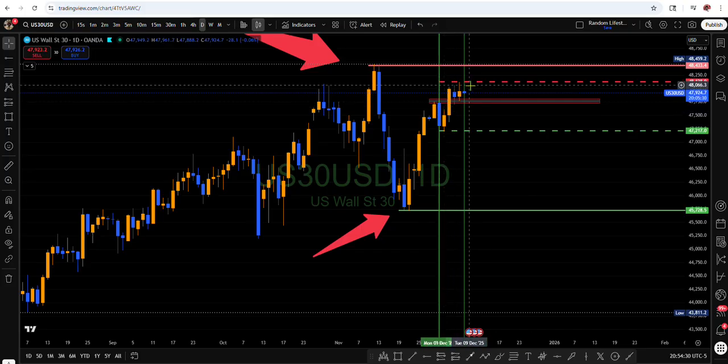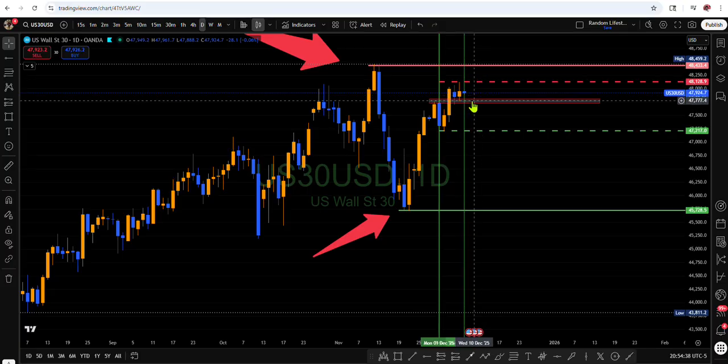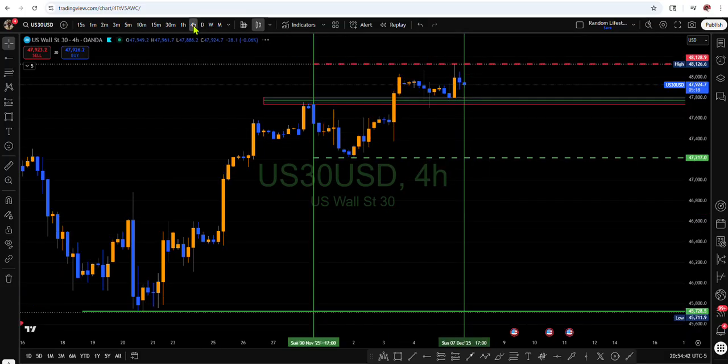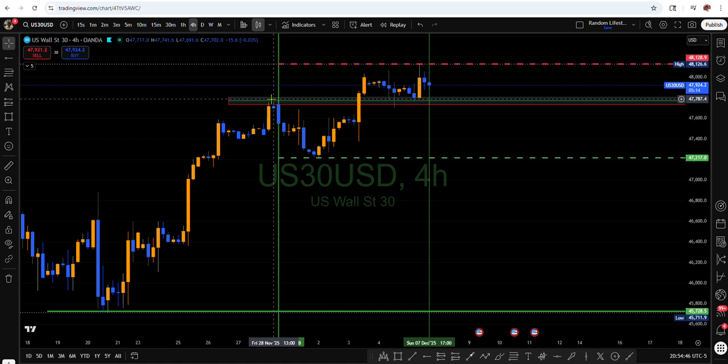So this is what we are looking at right now for the market to either come back down into this area and go back up, or it's going to come down, go through here, respect it, and then head back down to the downside. So now on the 4 hour, as you can see, this is where I just marked off on the daily time frame.